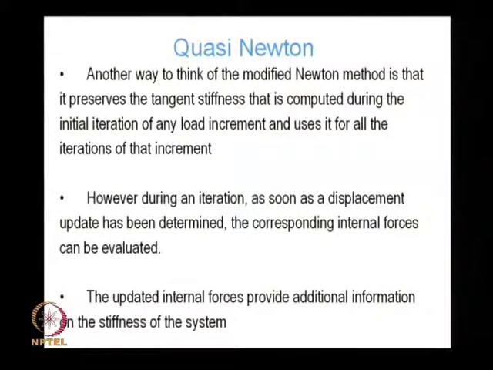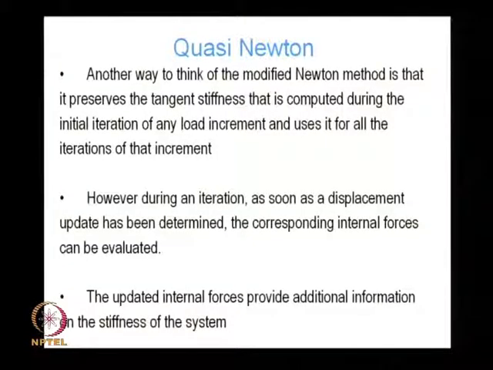Another way to think of modified Newton is that it preserves the tangent stiffness that is computed during the initial iteration of any load increment and uses it for all the iterations during that increment. However, during the iteration, as soon as the displacement update has been determined, the corresponding internal forces can be evaluated. So, remember, we are computing the displacement increment. At each iteration, we are updating the displacement, we are calculating the internal force. The only thing that we are not doing in modified Newton is calculating the tangent, right. So, that is modified Newton.